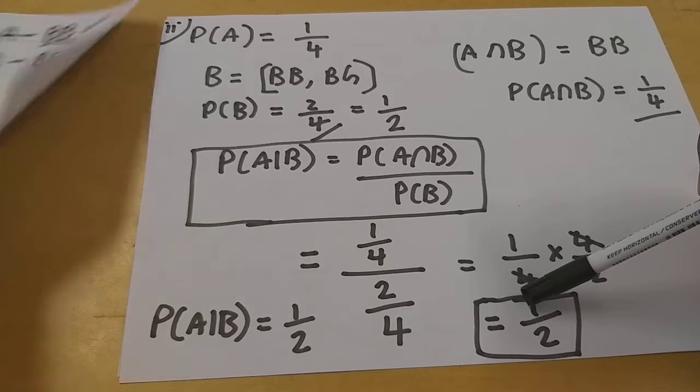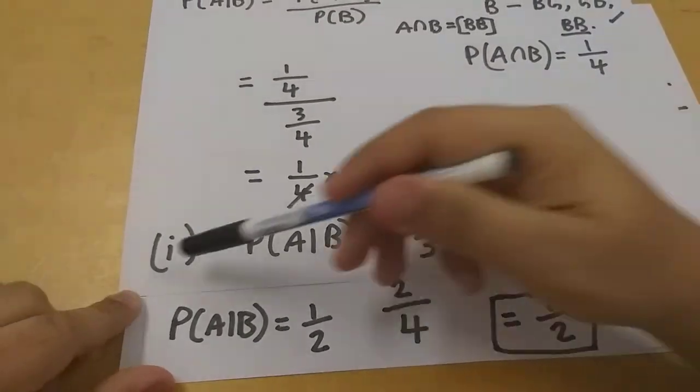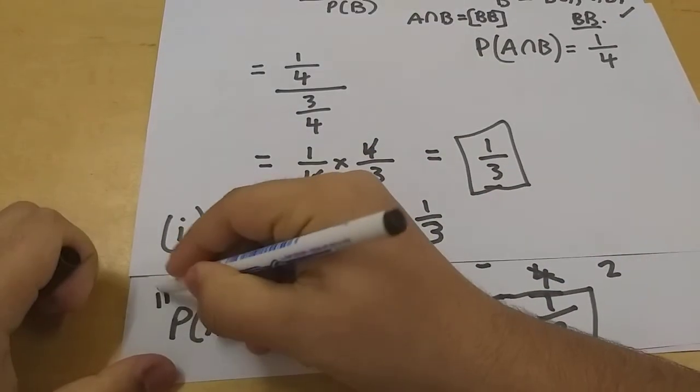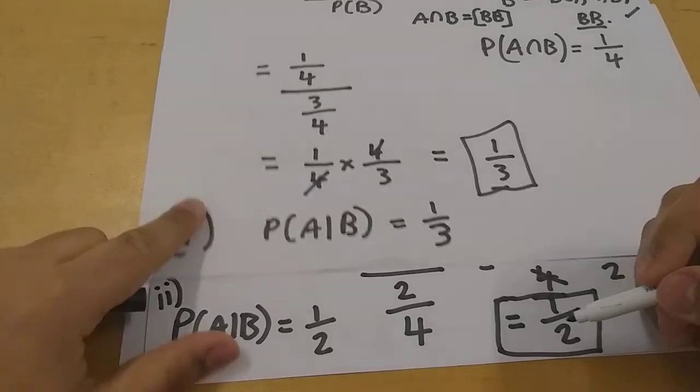So P of A given B is 1 by 3 in the first scenario and 1 by 2 in the second scenario.